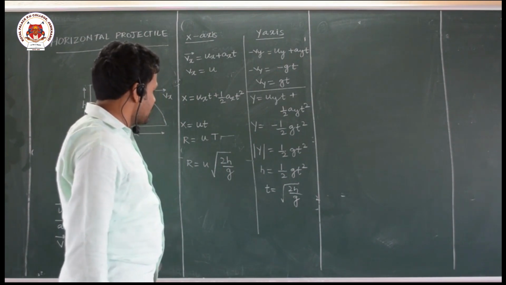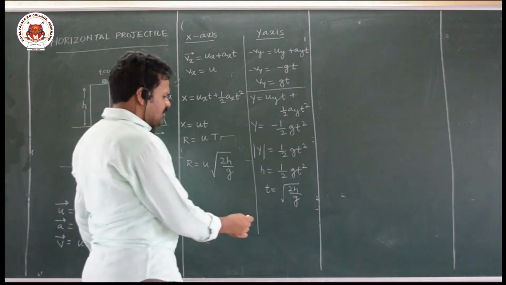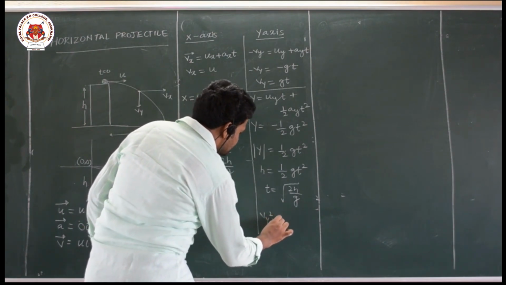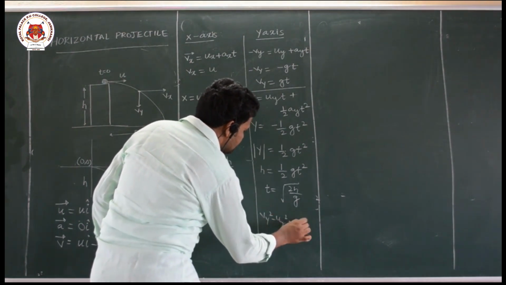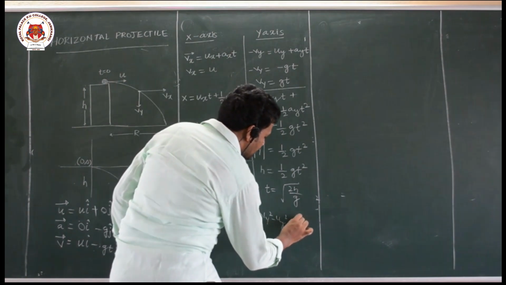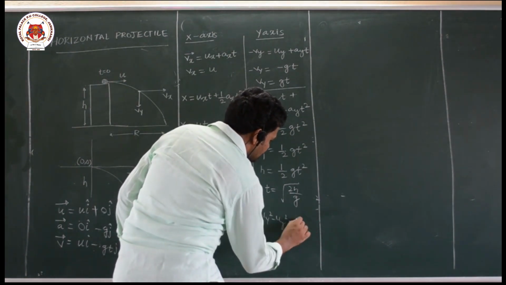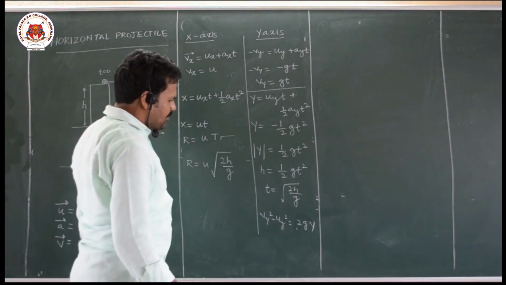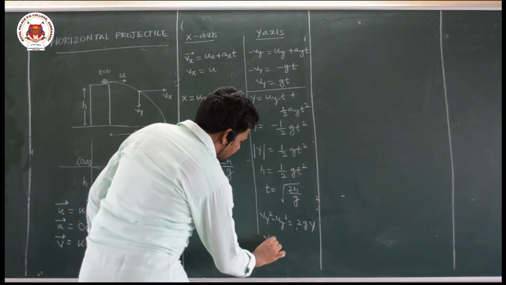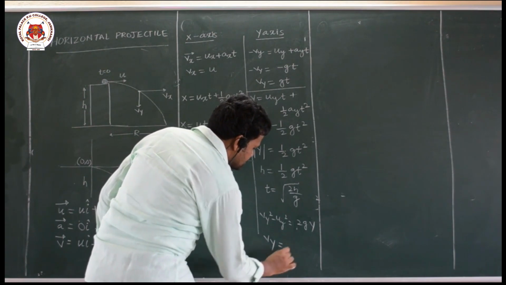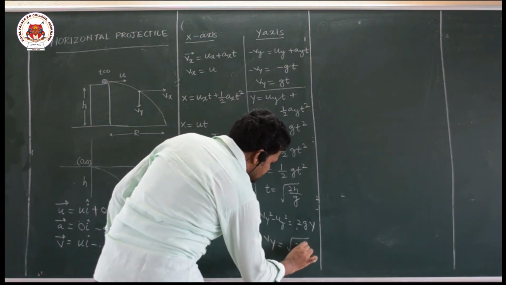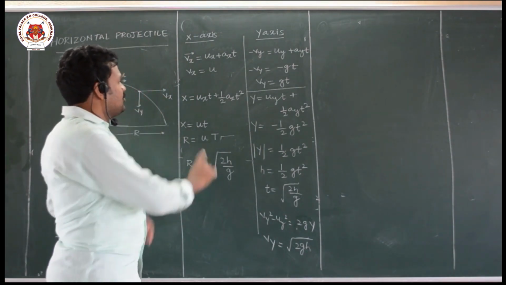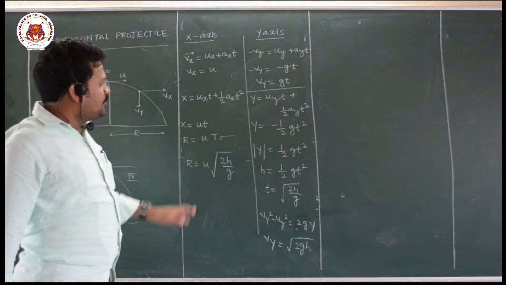Next, similarly, v square minus u square you can apply here, vy square minus uy square is equal to 2gy. uy is 0, then vy is equal to root of 2gh upon reaching the ground. Now you can observe these two formulas carefully.